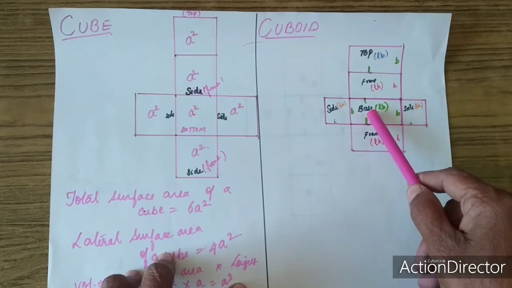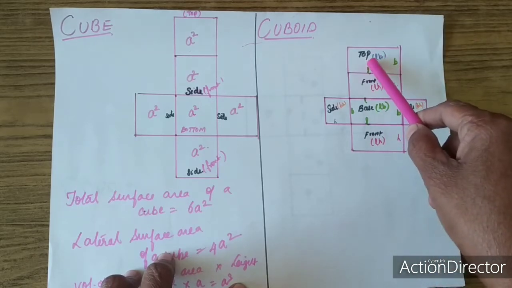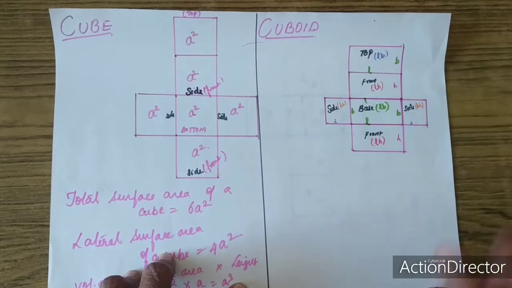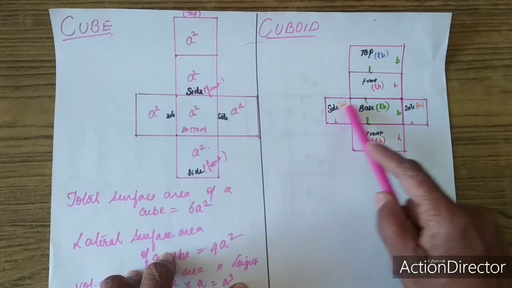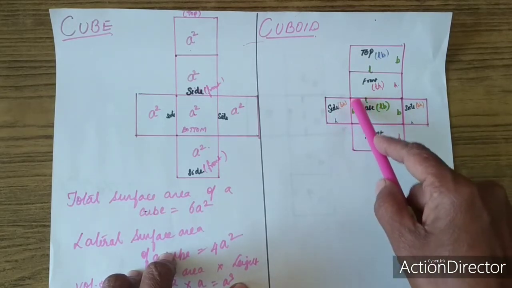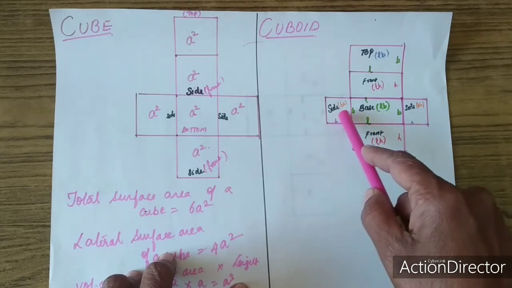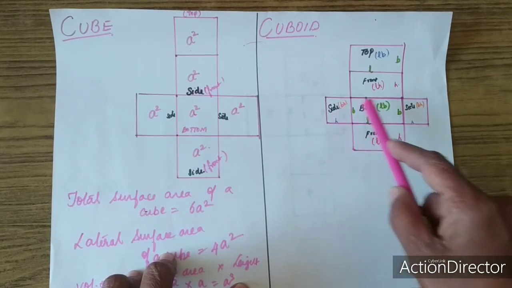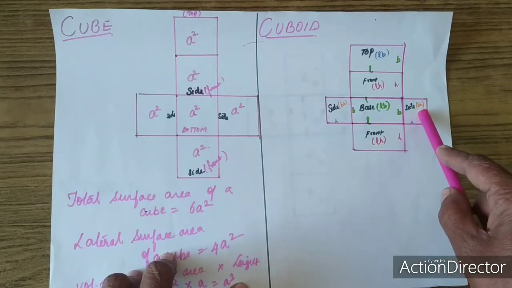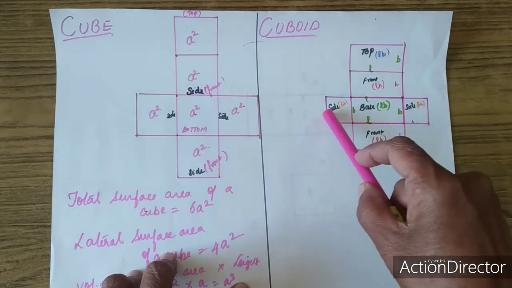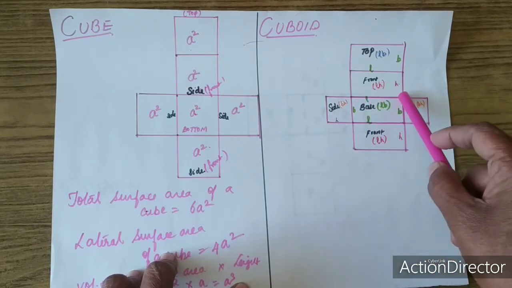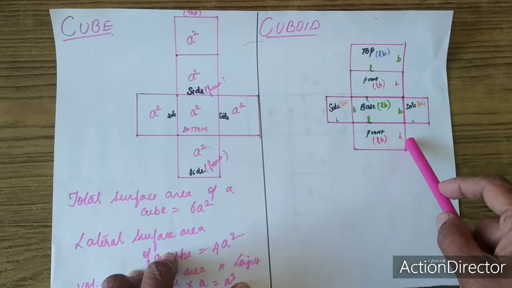So you have the base as length into breadth, and the roof, that is the top of the room, is also length into breadth. So 2 times length into breadth. Coming to the side faces, the side walls of your room, the area will be breadth into height, and the opposite wall will also be breadth into height. So 2 times breadth into height. Coming to the front face, it will be length into height, and here also it is length into height.